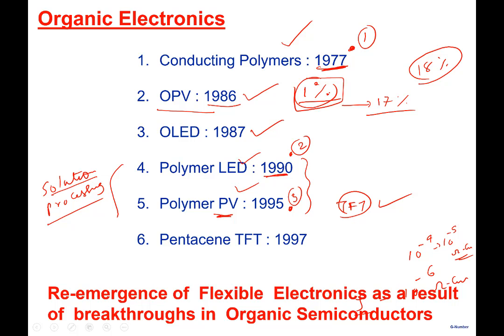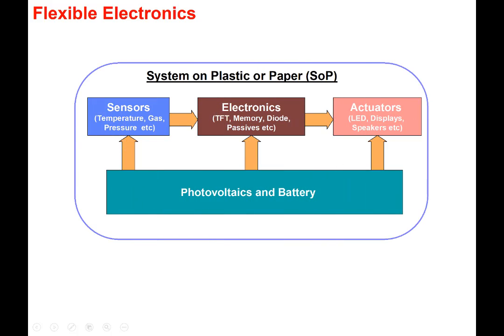Now I can do all these interesting things. See, earlier flexible electronics was only TFT, and it couldn't compete with MOSFET. But now you have all these OPVs and OLEDs and all these other things as a result of breakthroughs in organic electronics. So what I would say is in the 1990s, you are seeing a re-emergence of flexible electronics as a result of breakthroughs in organic semiconductors here.